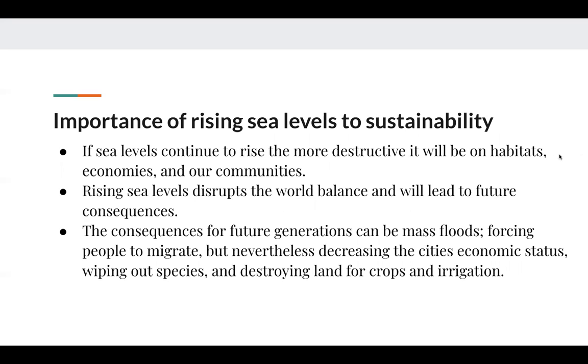So what is the importance of rising sea levels to sustainability? If sea levels continue to rise, it will be more destructive on habitats, economies, and our communities. Rising sea levels disrupt the world's balance and will lead to future consequences, such as mass floods, forcing people to migrate, but mostly decreasing cities' economic statuses, as we might have to abandon certain cities if they get flooded, wiping out entire species, as their habitats may be lost and it might not be sustainable for them to live in that habitat or anywhere else. They may require that specific habitat. And finally, destroying land for crops and irrigation.